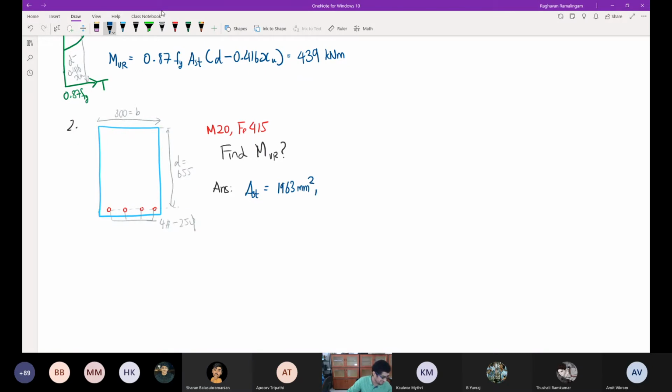Okay, next. What did you find in the previous problem? Get XU max first. XU max. So again, this is also Fe415, so you will use 0.48D. How much is this? 314. Okay.